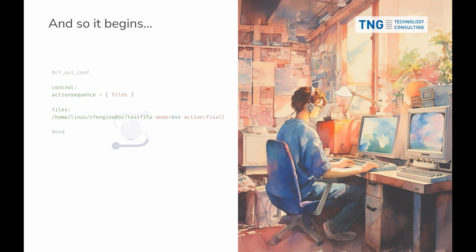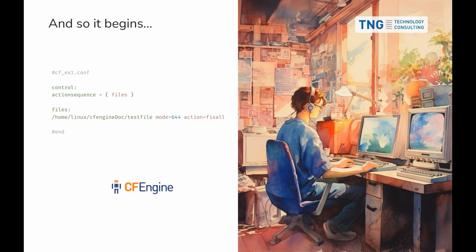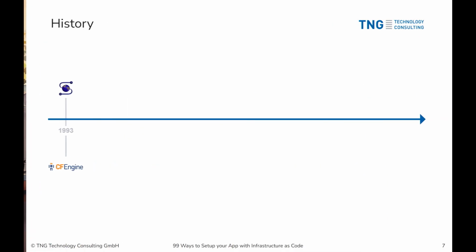However, in the same year, these lines of code became meaningful because they belong to the tool CFEngine, which is supposed to be the first infrastructure as code tool on the market. So maybe we're looking at the first infrastructure as code lines ever written, which are there to give some test file on some server the right file permissions. So this is how it all started.